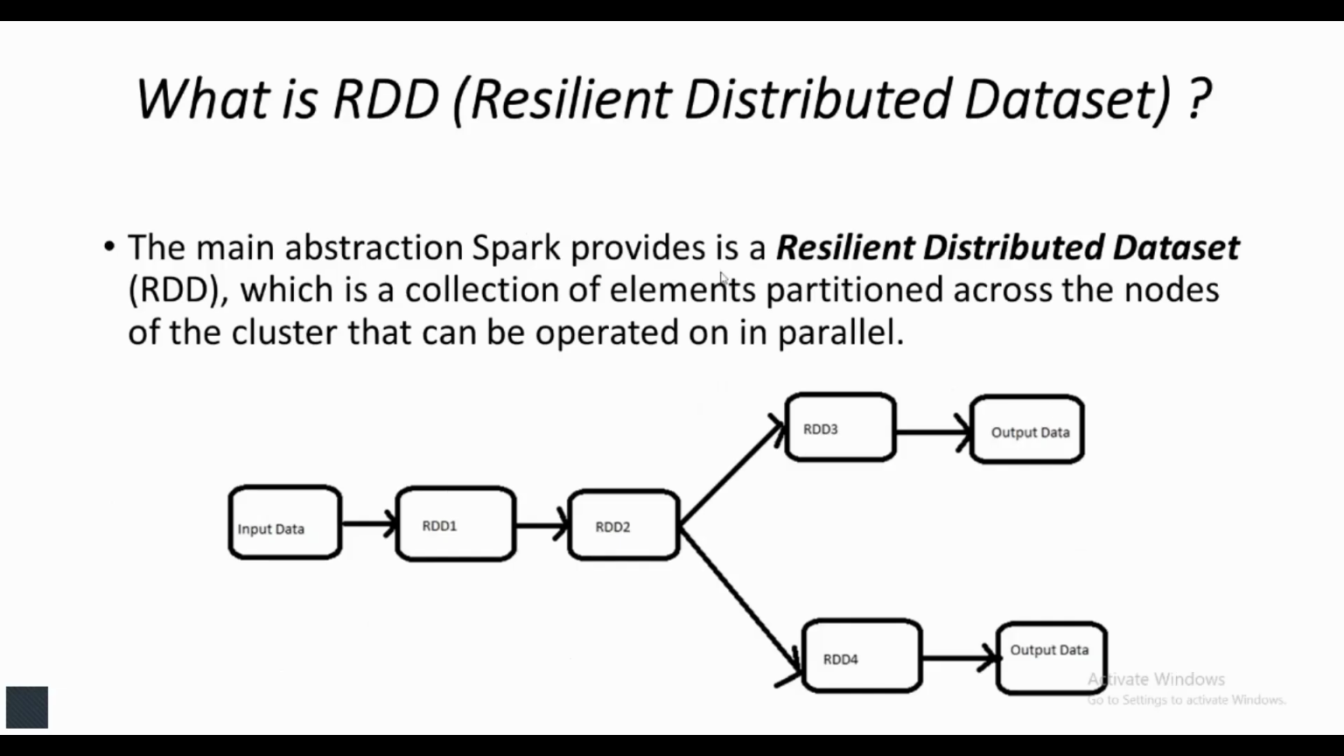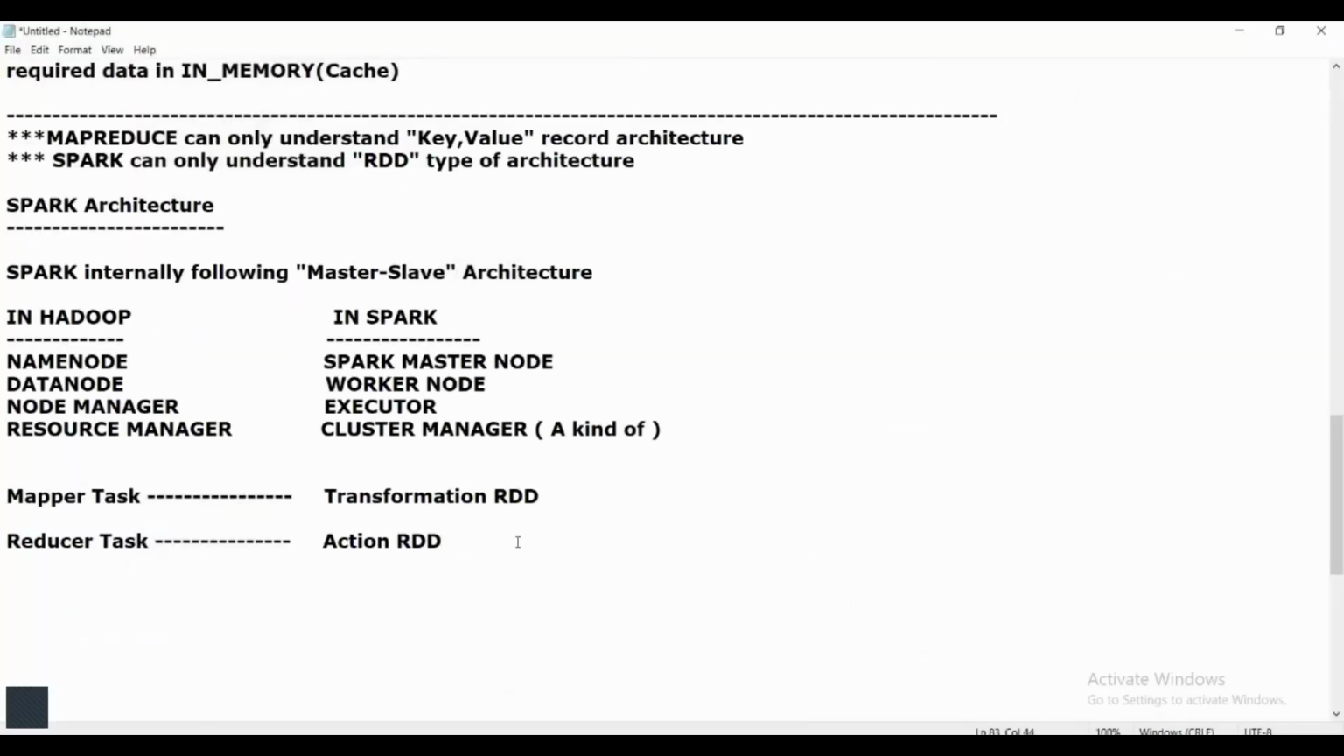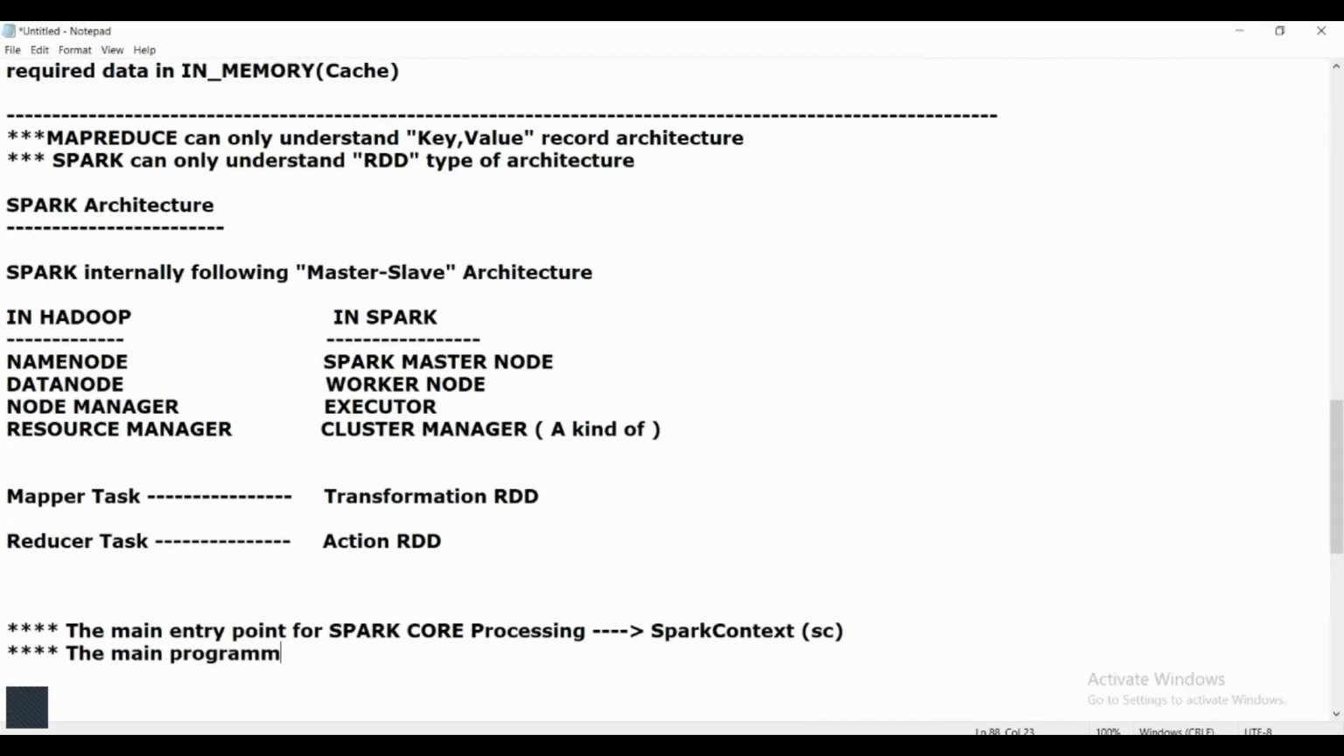And very importantly, this is another important point. How can you define this particular RDD in Spark? Look here, I will write something which are very important points. The main entry point for Spark core processing is Spark context, which is none other than SC. In similar lines, the main programming abstraction in Spark core processing is RDD. These two are very, very important points.